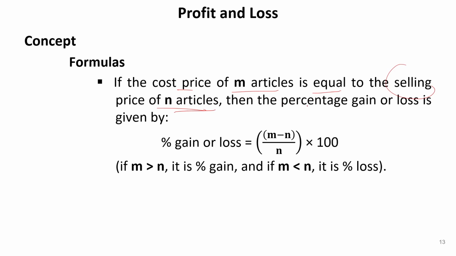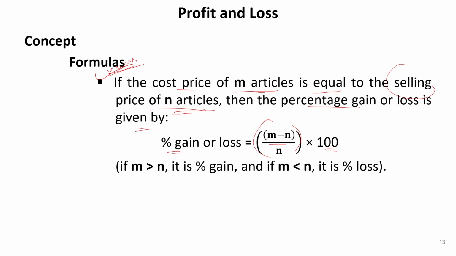Okay. So if the cost price of M articles is equal to the selling price of N articles, then the percentage gain or loss is given by percentage gain or loss is equal to (M minus N) whole by N into 100. Okay, this is a very important formula. So please remember this. If the cost price of M articles is equal to the selling price of N articles, then the gain or loss percentage is equal to (M minus N) whole by N into 100.